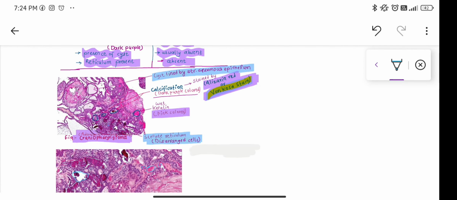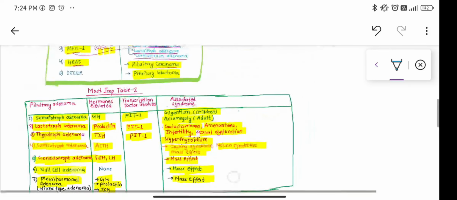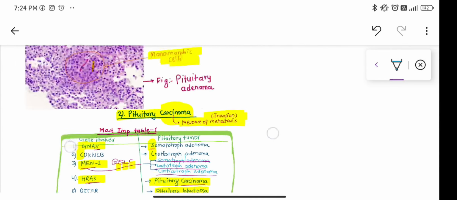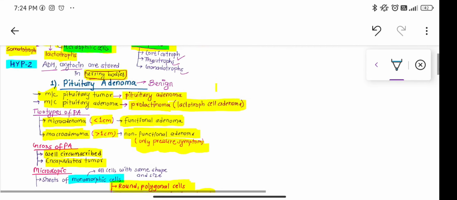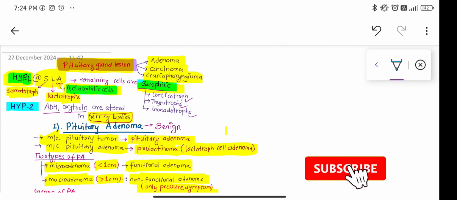Like pituitary adenoma, pituitary carcinoma, and craniopharyngioma. This table is very important, and the figures are also important. So I think you have totally cleared your concept on the topic of pituitary gland adenoma.